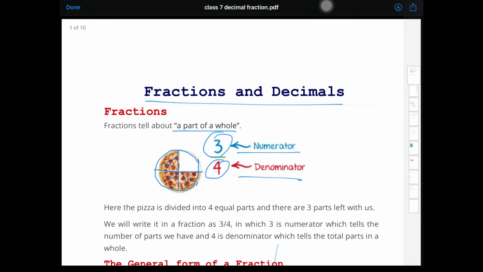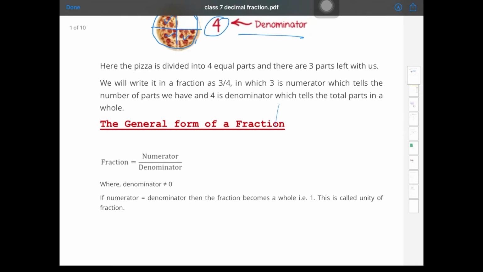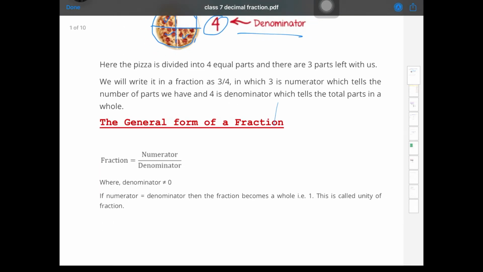So now if you have to write a fraction, the general form for writing a fraction is: a fraction can be written as numerator by denominator. All fractions can be written as numerator and denominator, and the denominator cannot be 0.